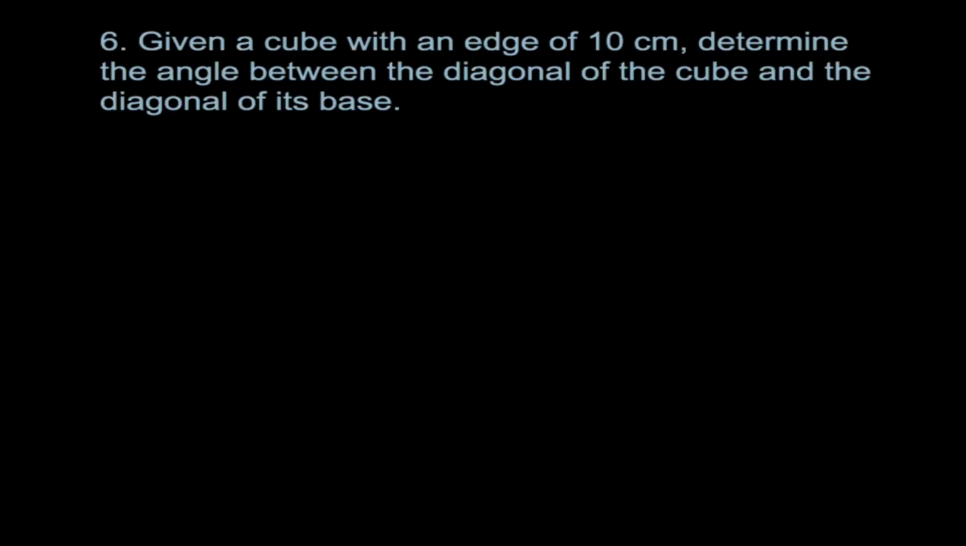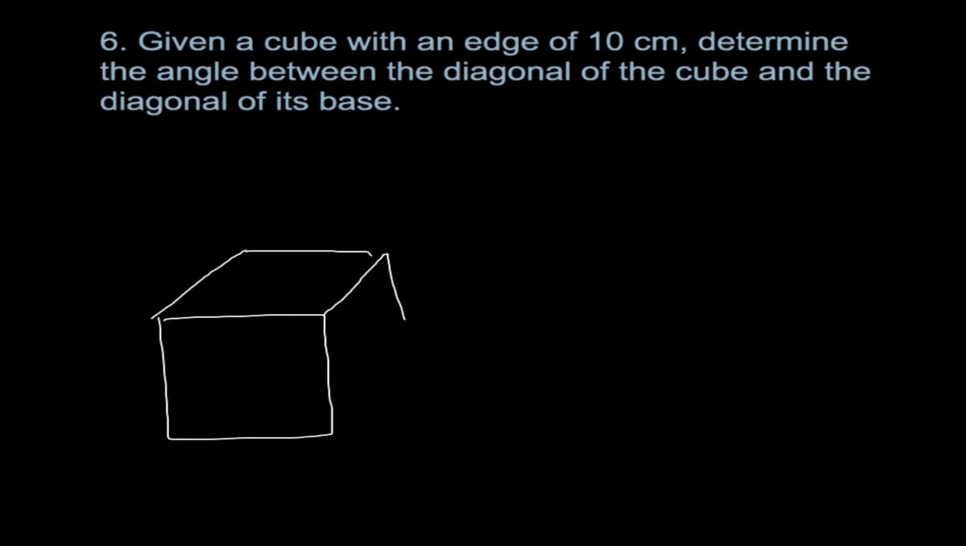Number 6 is a little bit tougher. It says, given a cube with an edge of 10 centimeters, determine the angle between the diagonal of the cube and the diagonal of the base. So the first thing that I'm going to do here is go ahead and draw out a cube. Okay, and what it's asking me is really about the angle between the diagonal of the cube and the diagonal of its base.